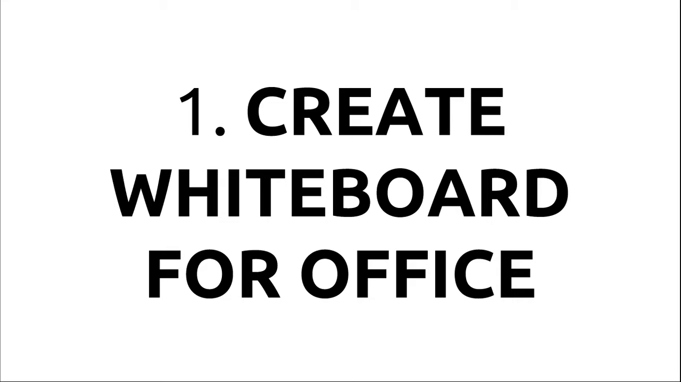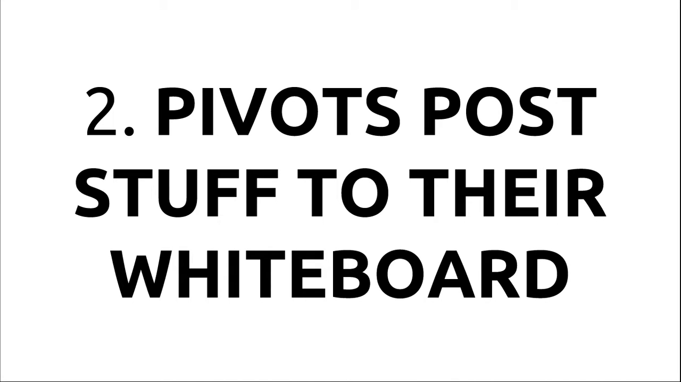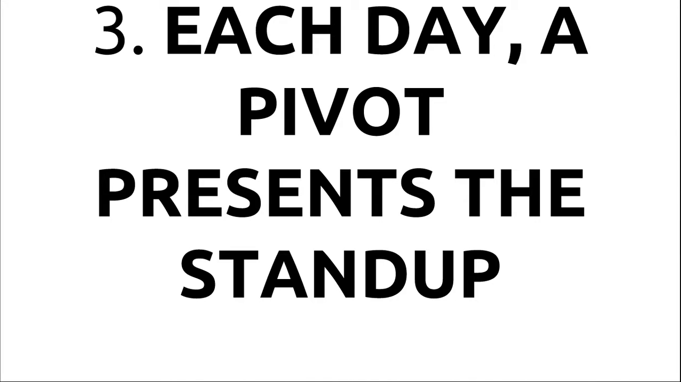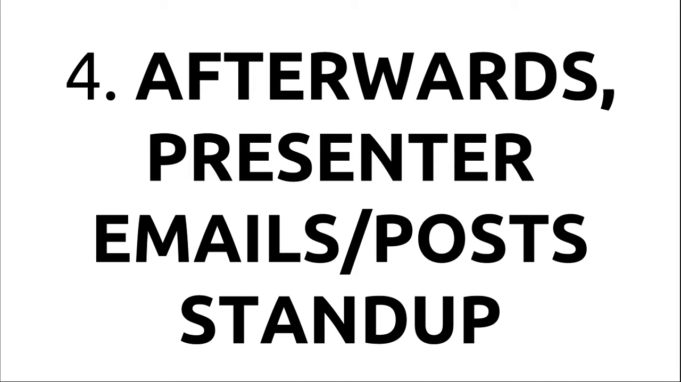First, you create a whiteboard for your office in the application. And then, throughout the day, pivots will start posting stuff to the whiteboard for their office. Things like events, interestings, helps, new faces, all that kind of stuff. Each day, a pivot will present the stand-up to the office by essentially just pulling stuff off the whiteboard that seems relevant to talk about that day, which may not be everything on the whiteboard, right? There may be stuff that's an event far in the future that they don't want to talk about that day.